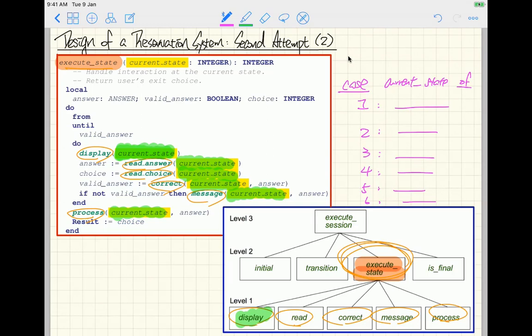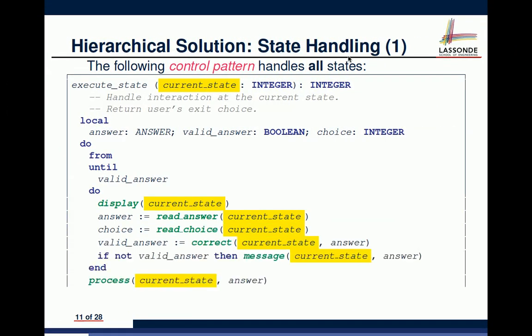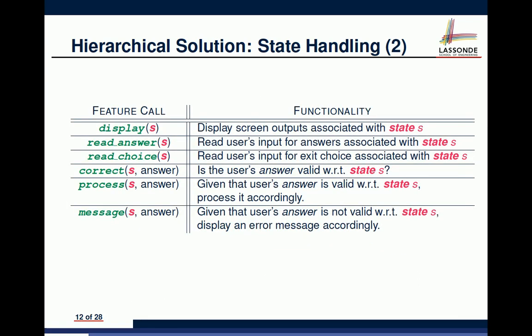Okay, let's see how bad it is. Okay, let's go to the display. Okay, execute state we just went over. Okay, again, the number one important thing for you to notice is that for every feature we're trying to call at the bottom level, you always have to pass the current states. Okay. So now, basically, I'll just give you a summary table what each feature should do. Again, you can see every one of them should take s, which is integer.